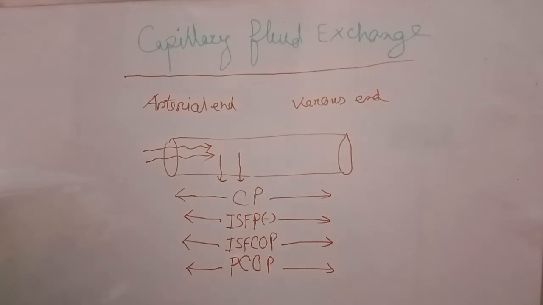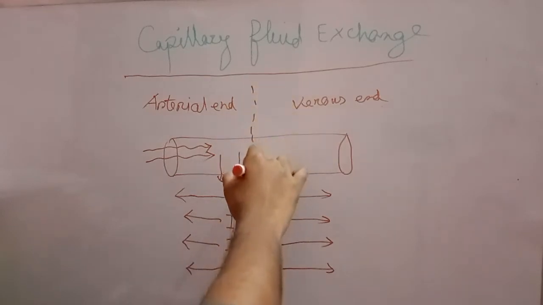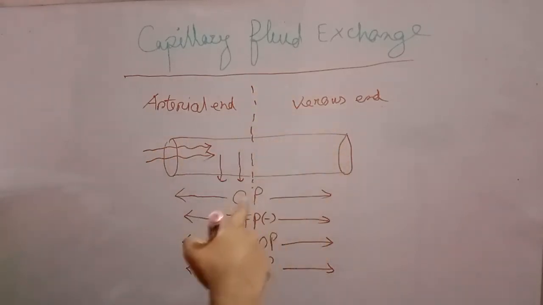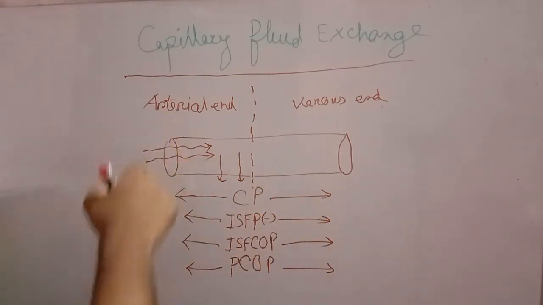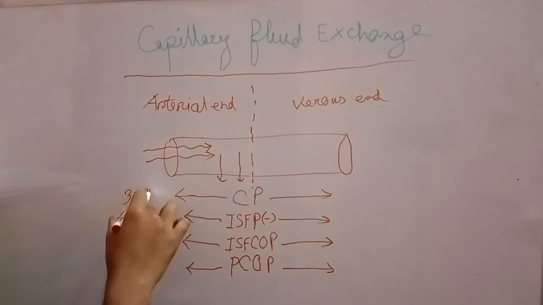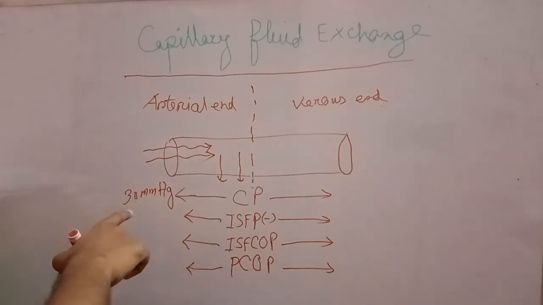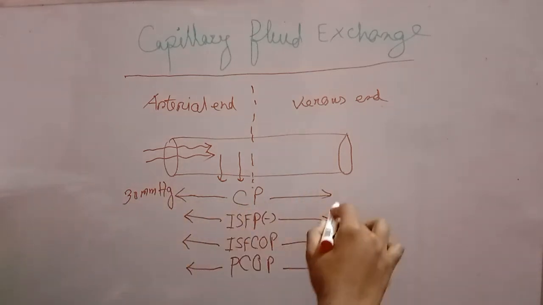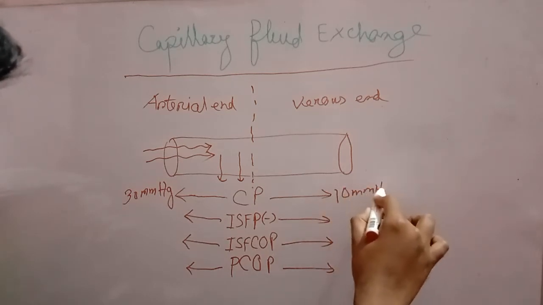The capillary pressure has a value at both the arterial end and the venous end, and it is different at the two ends. At the arterial end, the capillary pressure is 30 millimeters of mercury. And at the venous end, the capillary pressure is 10 millimeters of mercury.